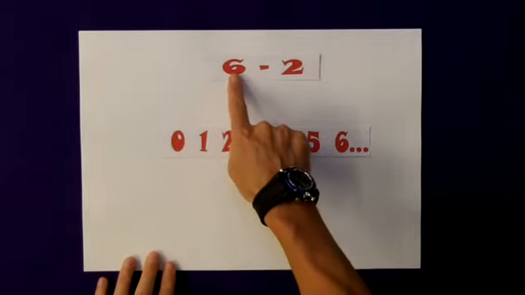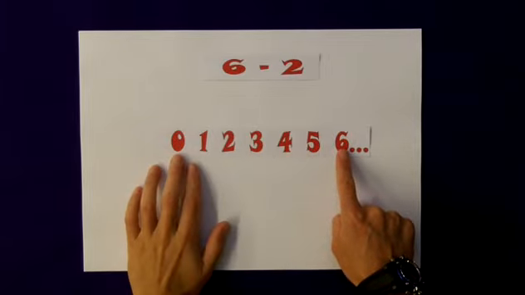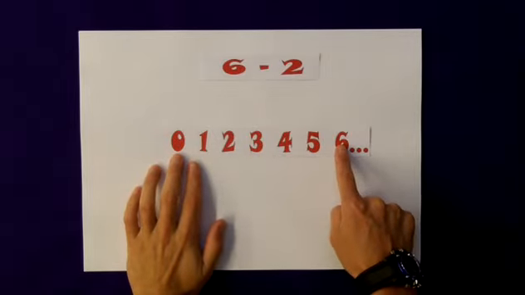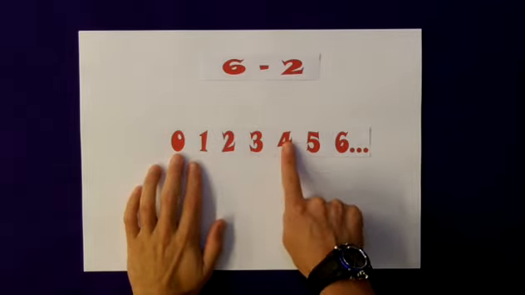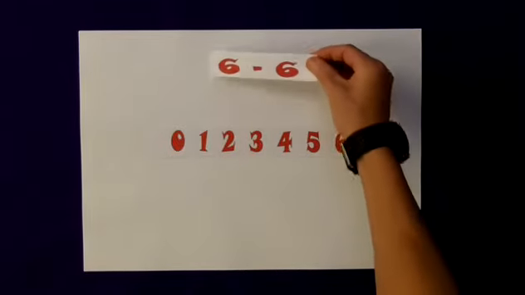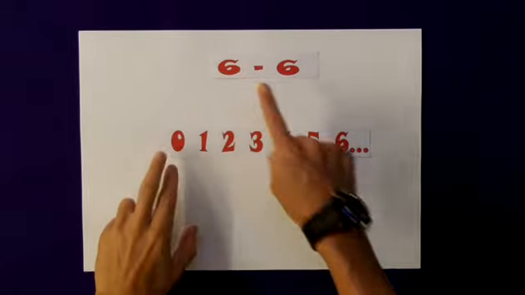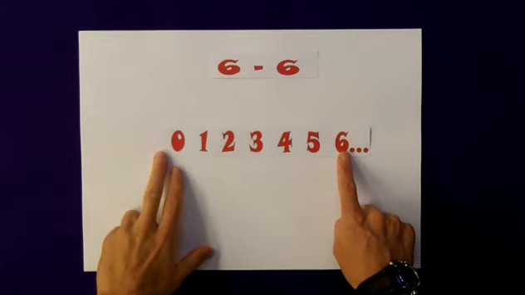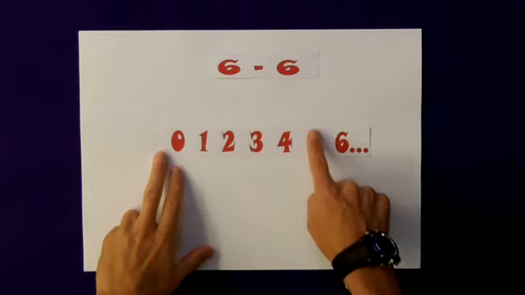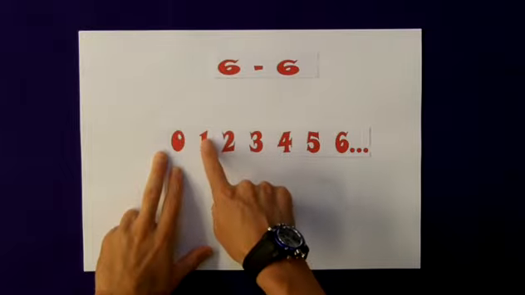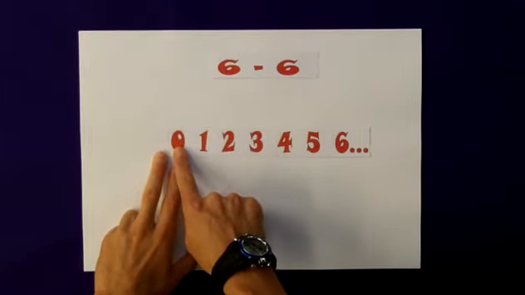This is our starting point on our number line, that's 6. We're told we're going to subtract 2. 1, 2, and our answer is 4. We may even have got as far as subtracting the same amount as we had to start with. So, starting at 6, I subtract 6, 1, 2, 3, 4, 5, 6, and I end up at 0.